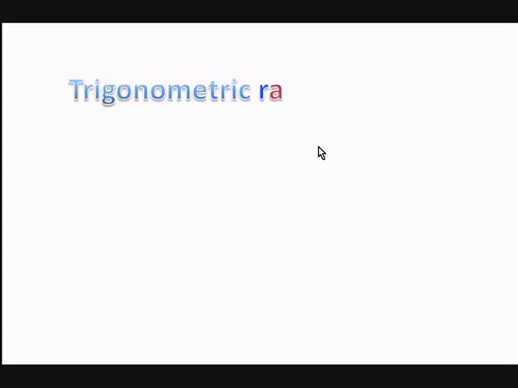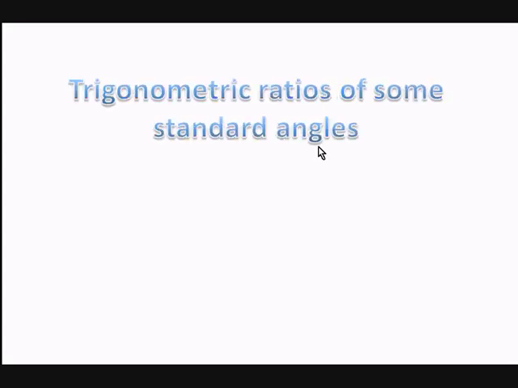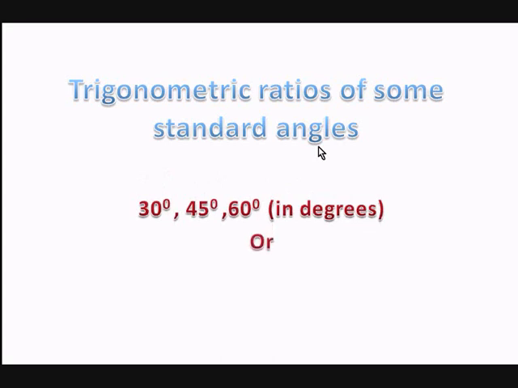In this lesson, we are going to find trigonometric ratios of some standard angles. By standard angles, we mean 30 degrees, 45 degrees or 60 degrees. If it is named in radians, it will be pi over 6, pi over 4 and pi over 3. We are going to find sine, cos and tan of these three angles now.